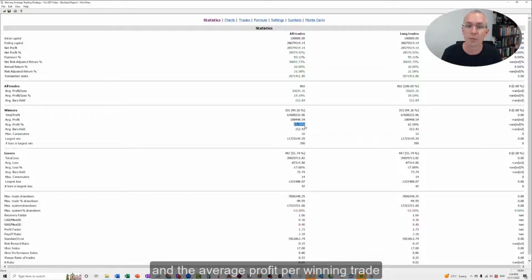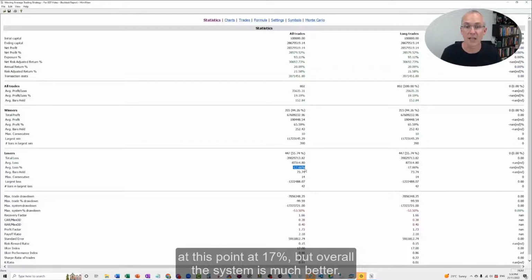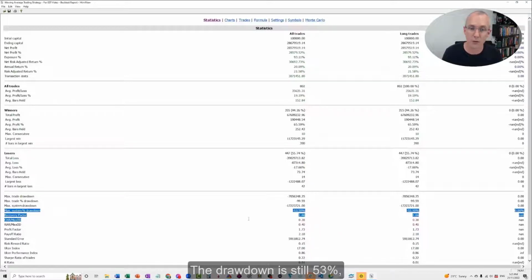And the average profit per winning trade is 65% now instead of 44. Way better. The percentage of losing trades has fallen to 55%. Now the average loss here is a little bigger at 17%, but overall the system is much better. Didn't do much to improve the drawdown. The drawdown is still 53%, but we are getting this 20% return now, which is dramatically better.